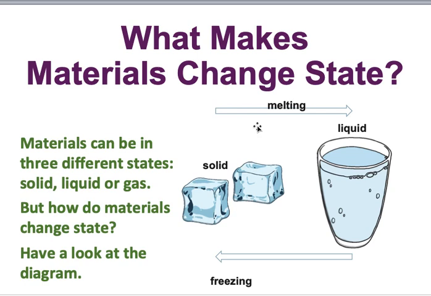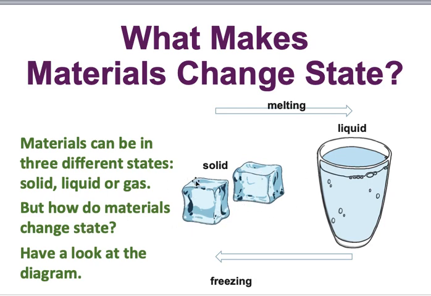Now let's have a look at this. What makes materials change state? Whatever the state is, take for example liquid, they change to solid. What makes them change their state? So materials can be in three different states: solid, liquid, or gas. But how do materials change the state? Okay, let's have a look at this diagram.